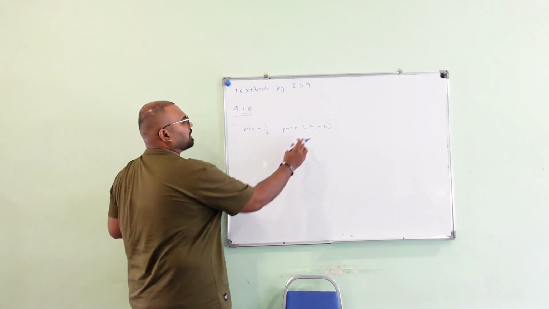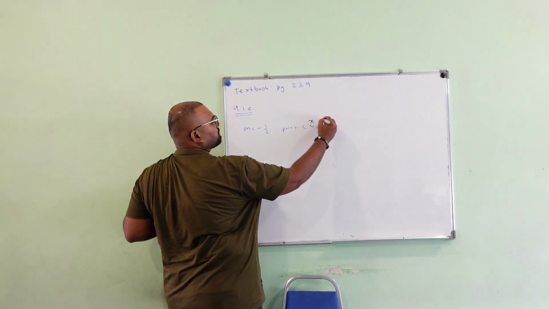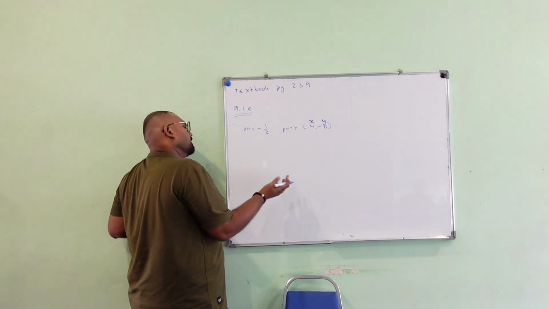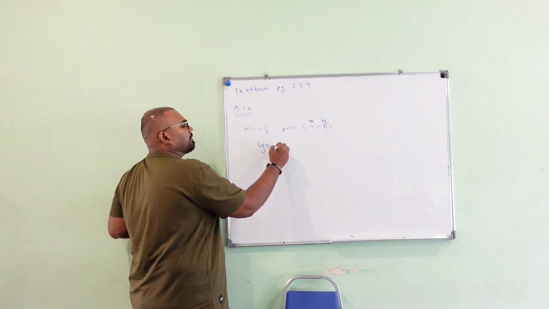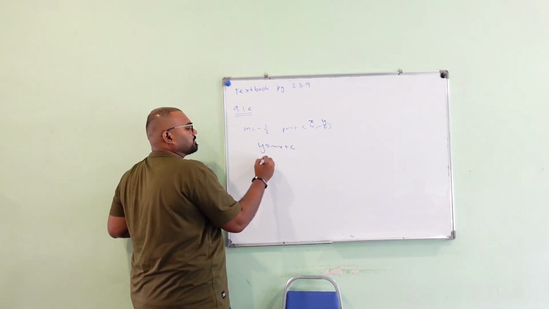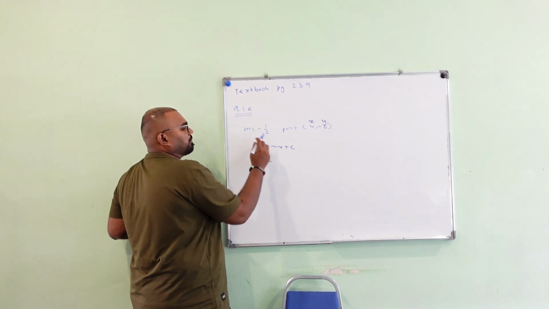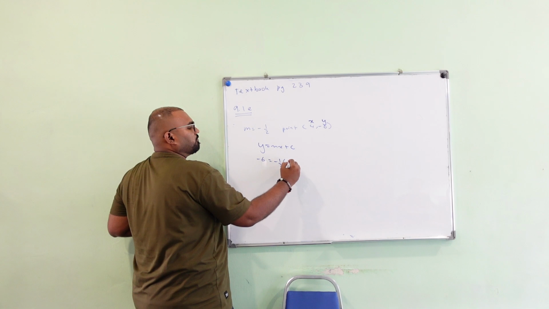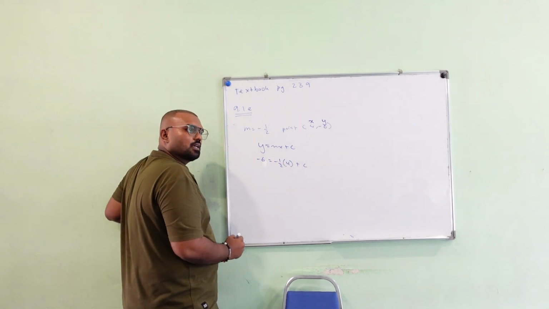Okay, so here we have this one is the point, this one should be x, this one should be y, and this one is your gradient. Clear? So you follow the equation, y equals mx plus c. Clear? So y should be your negative 6 equal, m is how much? Negative 1 over 2. Clear? x is 4 plus c. Clear? So then what do you do?